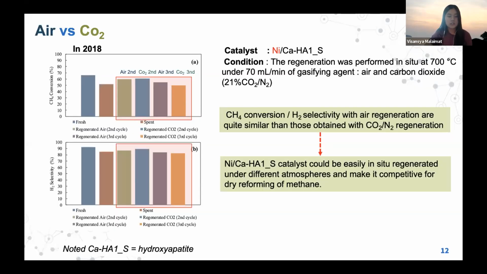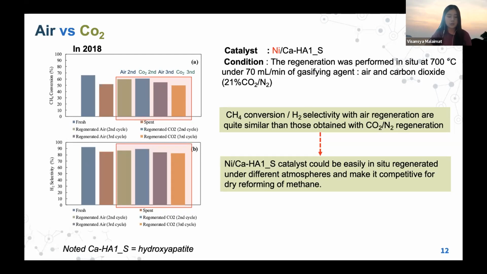In 2018, studies started with regeneration by air combined with carbon dioxide. The catalyst used was nickel supported on hydrotalcite. It has high chemical and thermal stability. Moreover, it presents basic sites that can reversibly absorb carbon dioxide and help coke removal. The reaction was run at 700 degrees Celsius under air and carbon dioxide. The results show that methane conversion and hydrogen reactivity with air regeneration are quite similar to carbon dioxide regeneration. The catalyst after regeneration in both atmospheres always shows higher methane conversion than the spent catalyst in the red column.